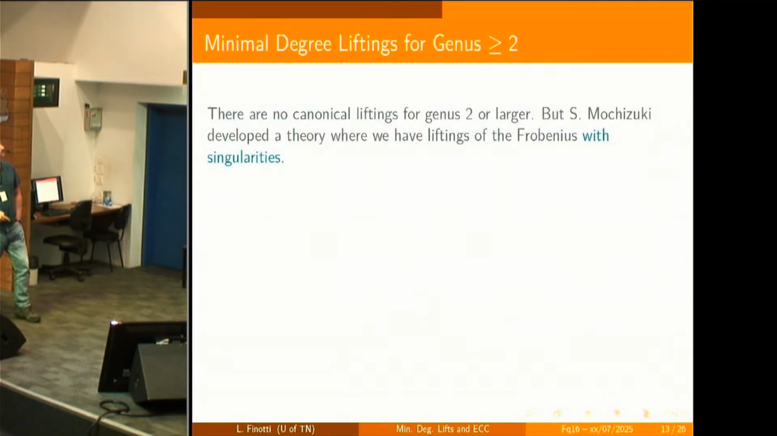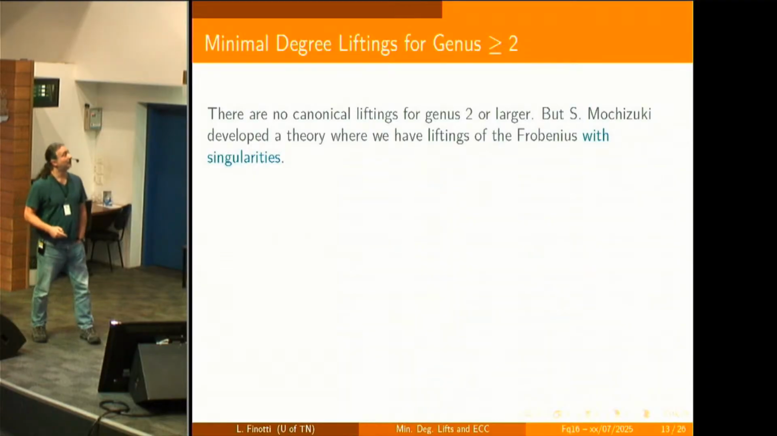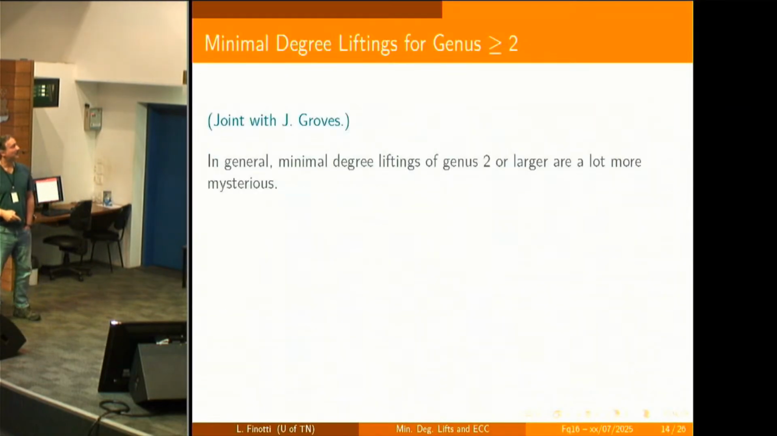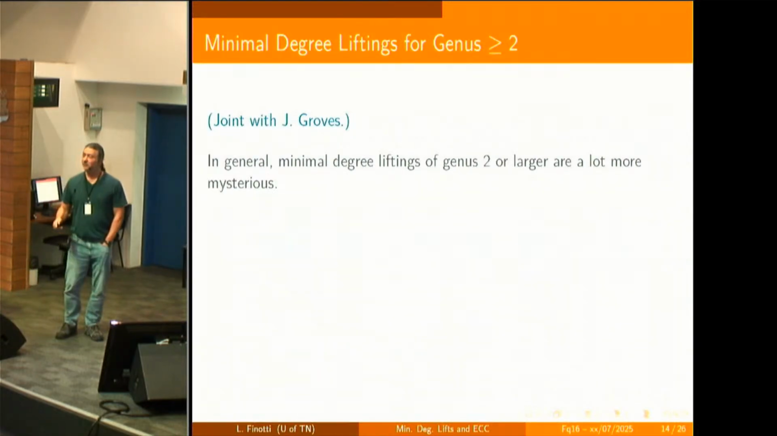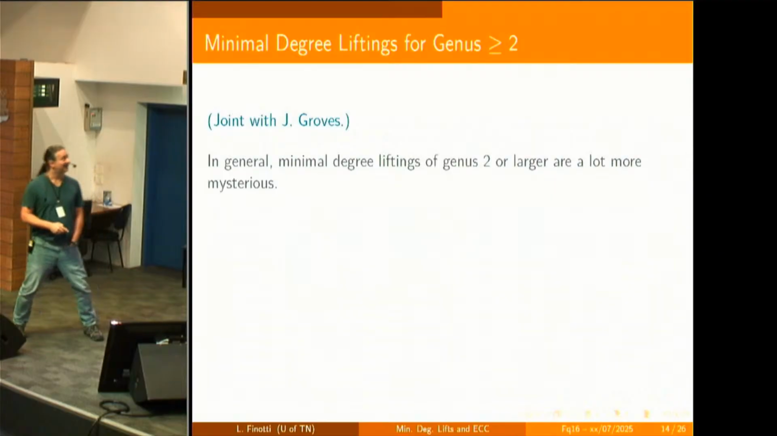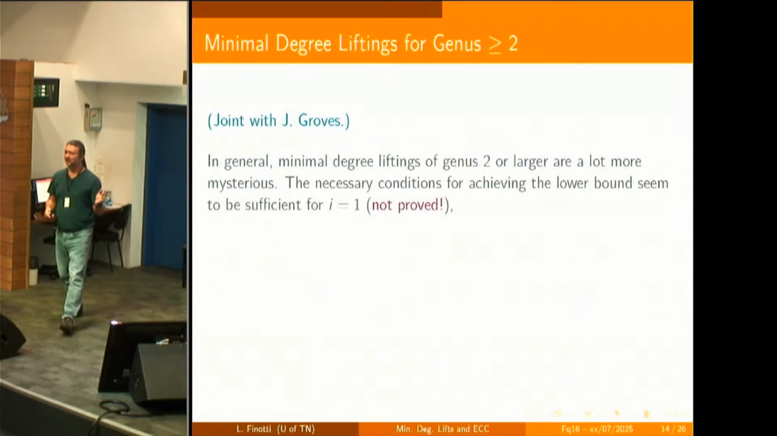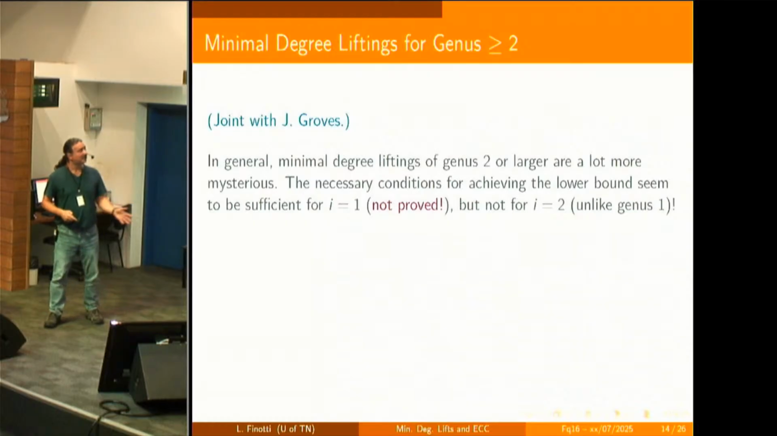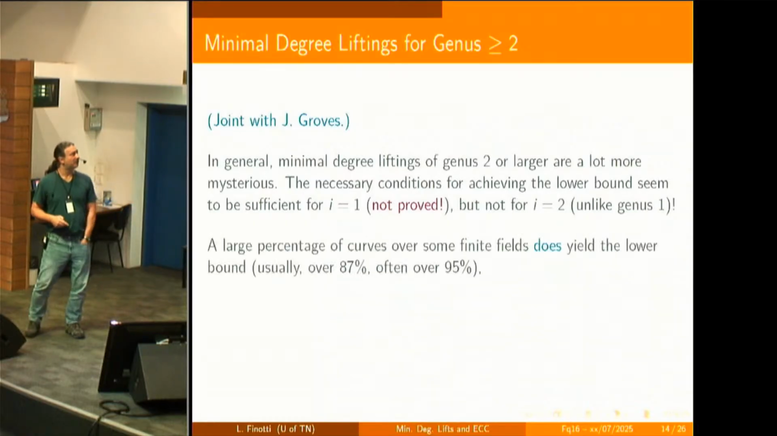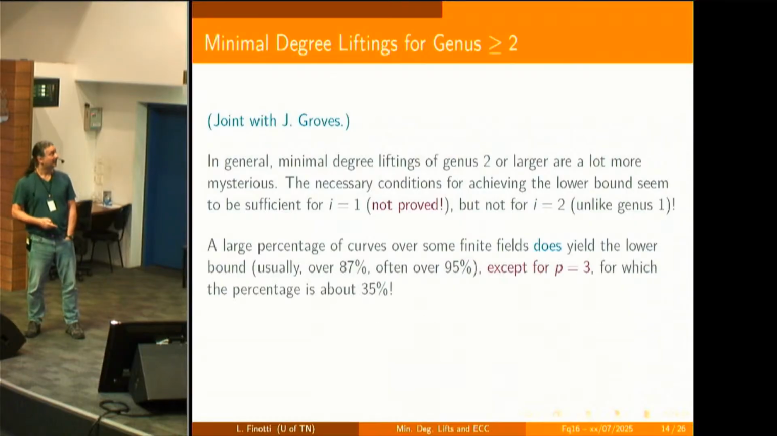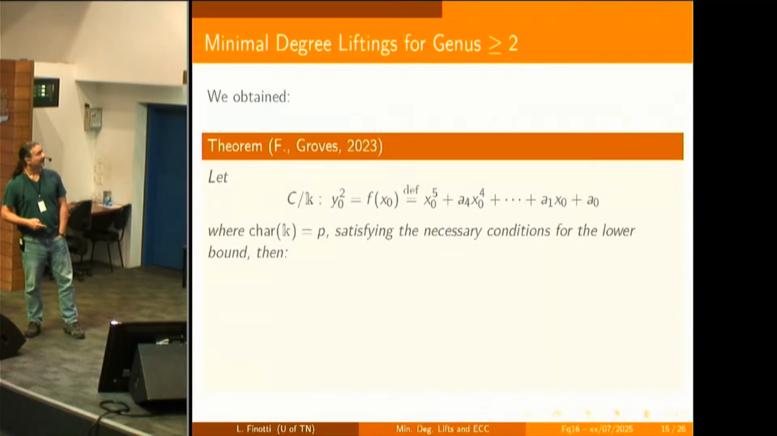Now, genus greater than or equal to 2 is more complicated. I'm going to skip these because I'm almost out of time. So I just want to mention a few results in here. Genus greater than or equal to 2 is more complicated, so finding a necessary condition is weird. So we looked at lots of examples. We did lots of computations and tried to find when we're able to get these minimal degrees.